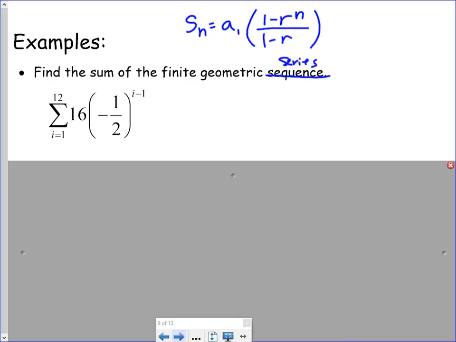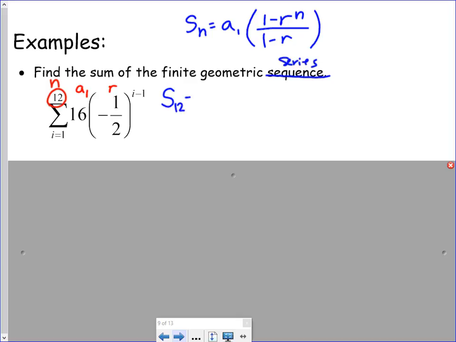Well, in the formula, it's pretty easy. A sub 1 is 16, r is my negative 1/2. In summation notation, to find your value for n, you'd be looking at your upper limit. So I'm adding from the first term to the 12th term, so I really want to add up 12 terms. So that's going to be my n value. I'm going to go ahead and plug that into the formula.